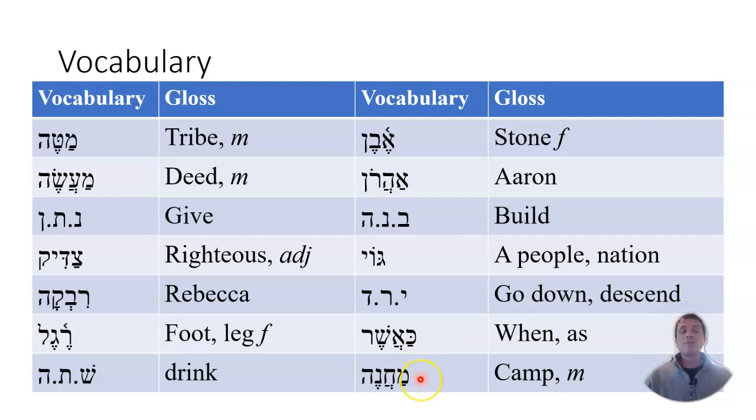Below that we have a noun, machaneh, which is camp. In the upper left, we have the noun for tribe, mateh. The noun for deed or a work, ma'aseh. The verb natan, which means to give, a really common verb in the Hebrew Bible. The adjective tzaddik, which means righteous. The name Rivka, which is Rebecca. The noun regel, or foot. And then the verb shatah, which means to drink.